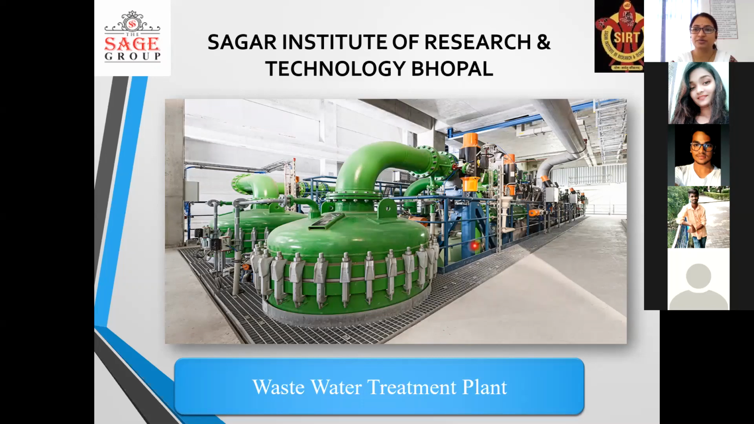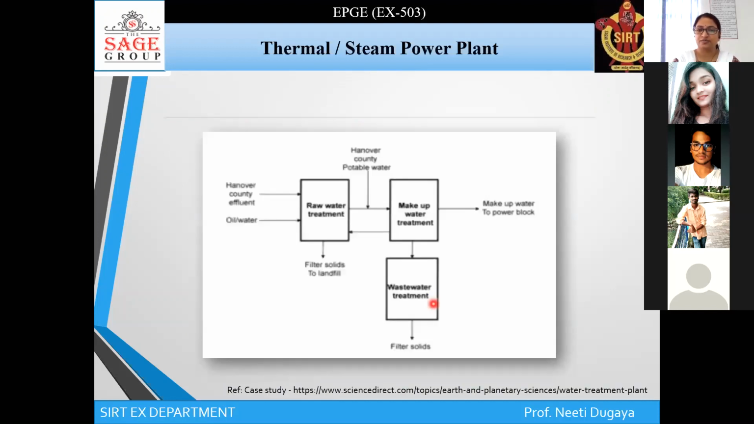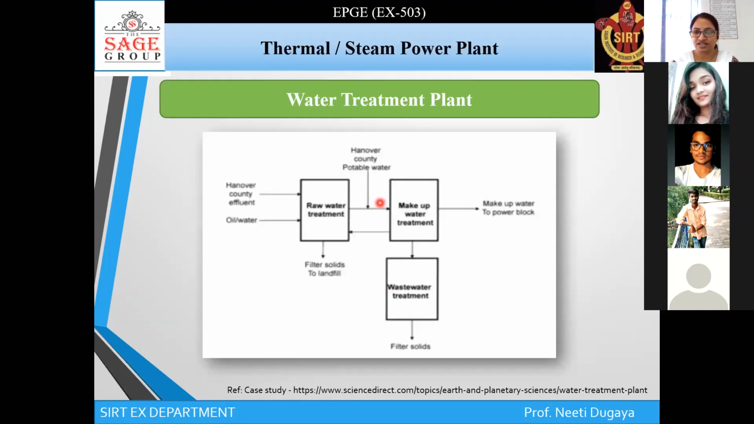So a typical water treatment plant is this, as you can see in the diagram, and the water treatment plant contains a raw water treatment unit, then second, the boiler feed water unit, which is also known as makeup water treatment, and the third is wastewater treatment. So the water treatment plant consists of three main treatment systems. Number one, raw water treatment. Number two, boiler feed water. Number three, wastewater treatment. This is a particular schematic diagram of the water treatment plant. Raw water treatment block is there, makeup water treatment plant is there, and wastewater treatment plant is there.